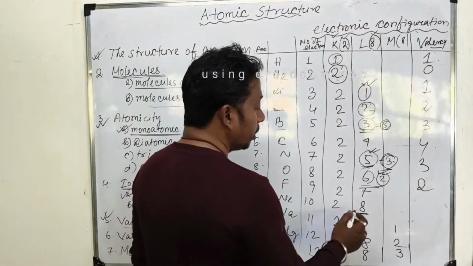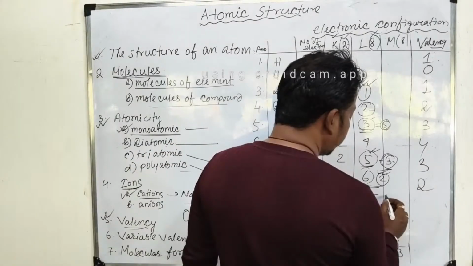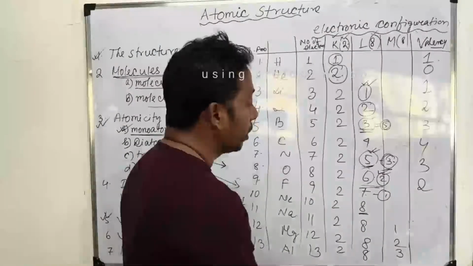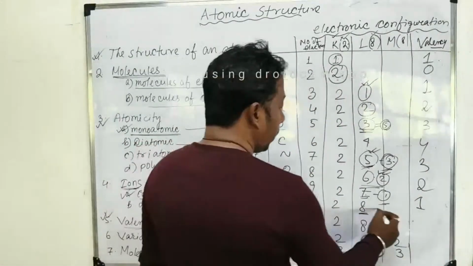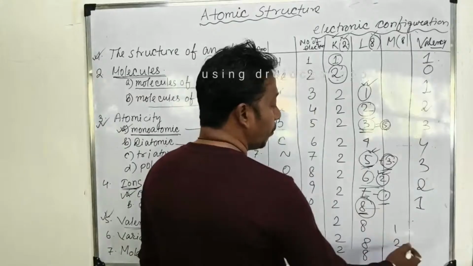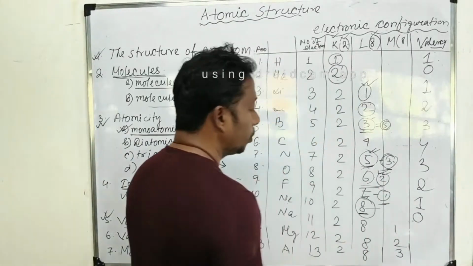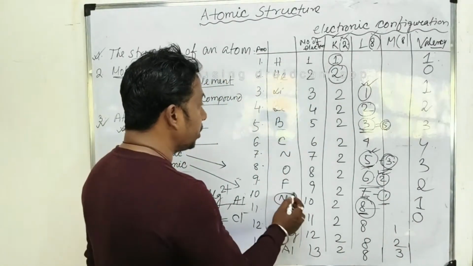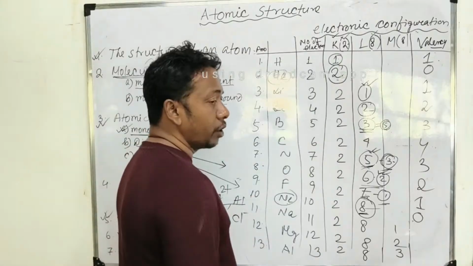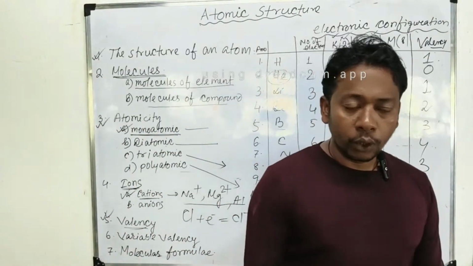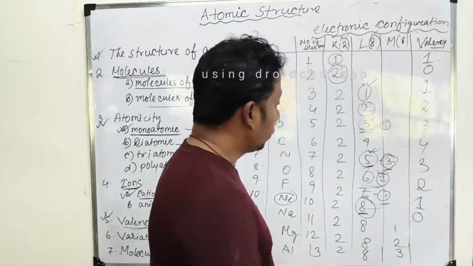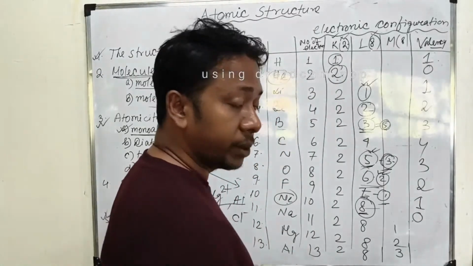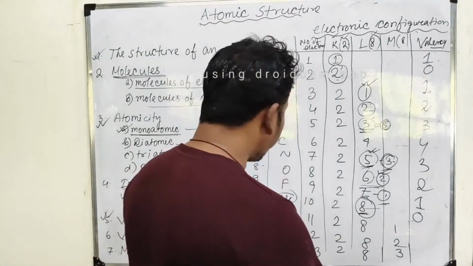In the case of fluorine, it needs 1 electron, so the valency is 1. For neon, the octet is already fulfilled, so the valency is 0. These kinds of elements, neon and helium, do not participate in chemical reactions because their octet is fulfilled. That is why these elements do not participate in any chemical reaction.